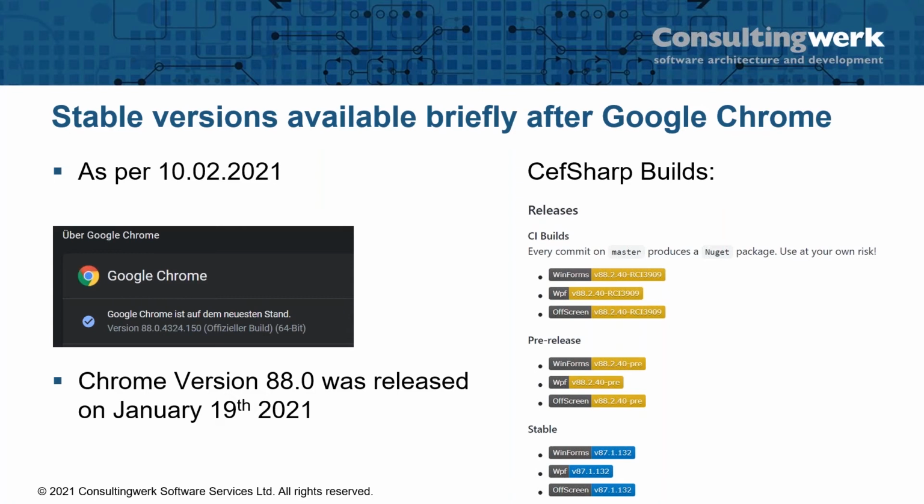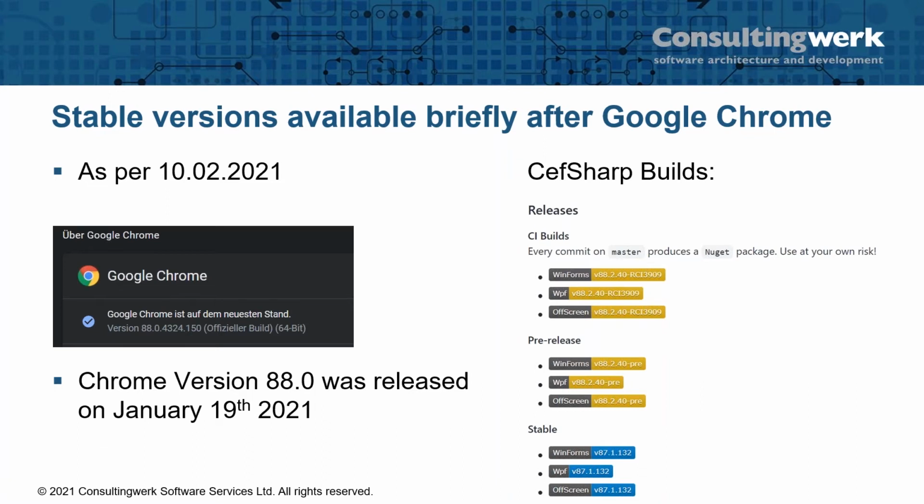So these are screenshots that I took in the beginning of February when I gave this presentation for the first time for the German Progress user group. And at that time, on the 10th of February, my Google Chrome had a version, and it said it was up to date, called 88.0 whatsoever. And on the right-hand side, you see from the CefSharp GitHub pages, the versions that are available there. So the stable version was one version of Chrome behind. So that means a version in a couple of weeks.